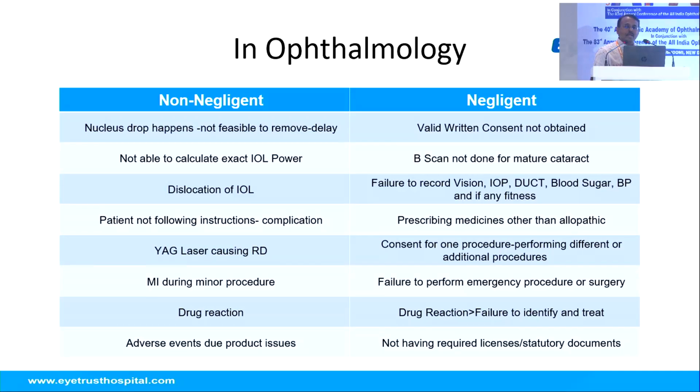But when you don't have a valid written consent, it is negligent. B scan not done for a mature cataract, ending up noting an RD later, is negligent. Failure to record vision, IOP, duct, blood sugar, BP, and any fitness required is negligence. Consent for one procedure and performing different or additional procedures is negligence. Failure to perform an emergency procedure or surgery, failure to identify a drug reaction, and not having a required license, as Nirmal sir said. A lot of hospitals had a problem because they didn't have the pollution control board clearance or the Clinical Establishment Act registration to do the procedures there.